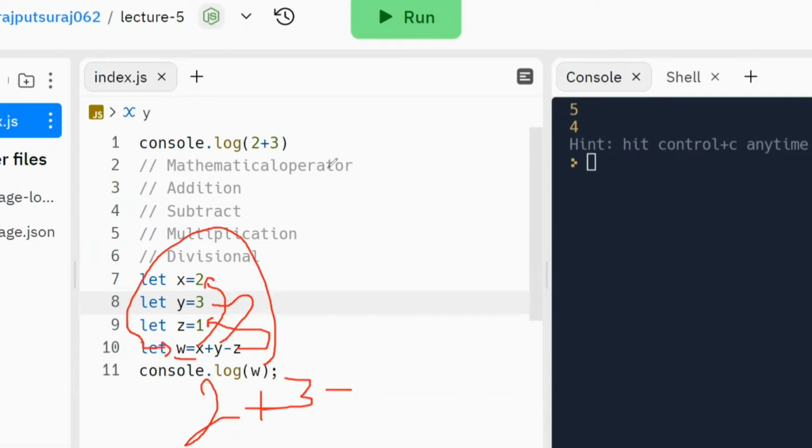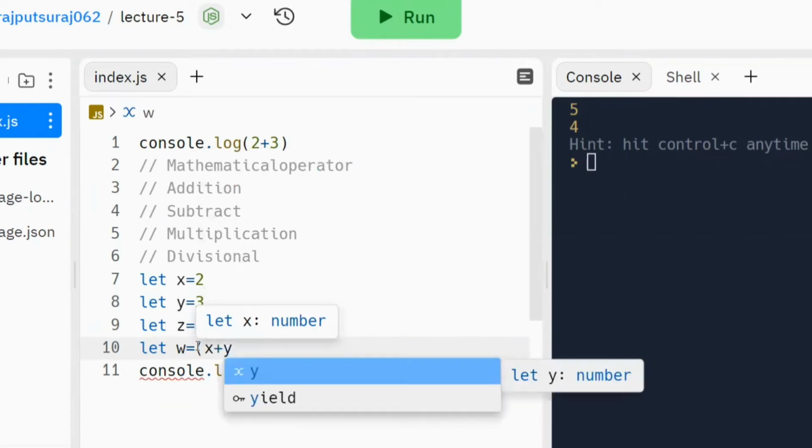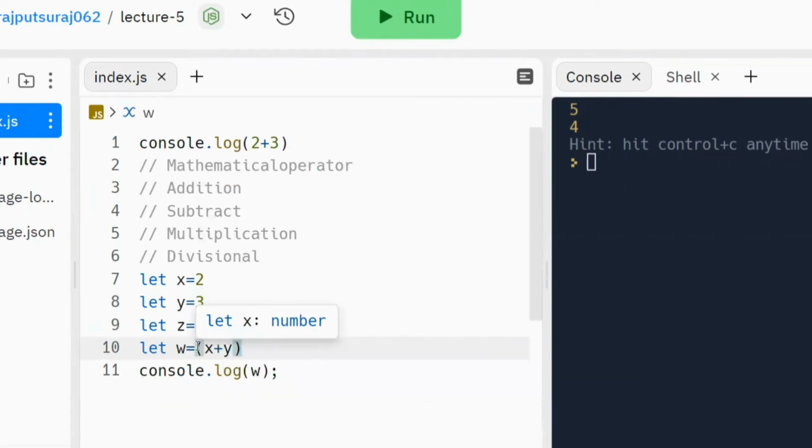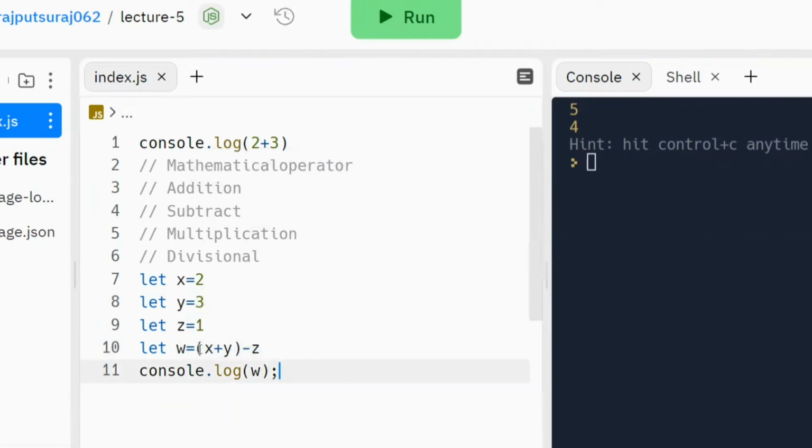If you want to write this in a meaningful way, first of all I want to operate my addition operator. Okay guys, and then the second time, you can see that first it will add these values and then it will subtract z.